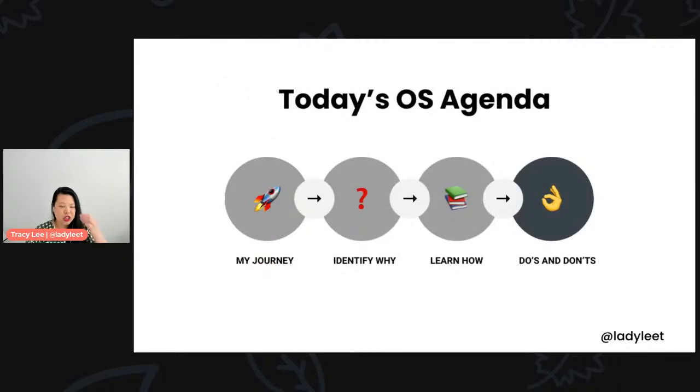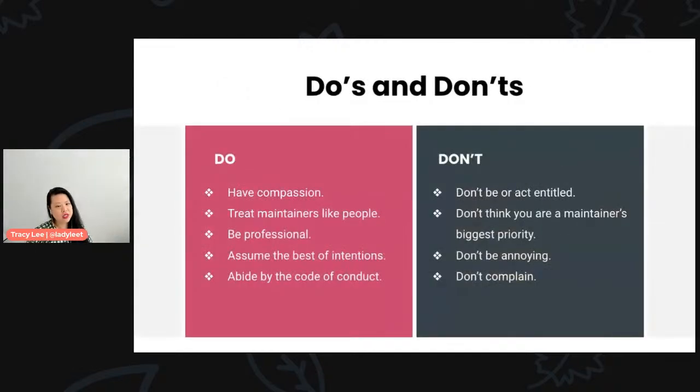The last thing I want to touch on is just do's and don'ts. Very important when you're joining the community to make sure that you are having compassion and you're treating maintainers like people. You're being very professional, assuming the best of intentions, and making sure you're abiding by the code of conduct. Even if there isn't one in place, typically just following general guidelines of being nice is very important. Even though you're not employed by the same company, everybody expects you to be professional and have professional etiquette within a community.